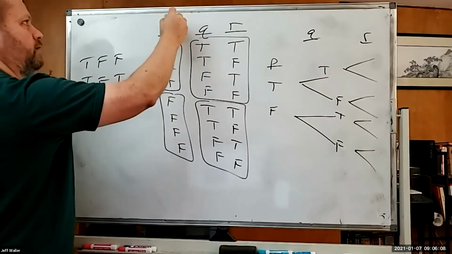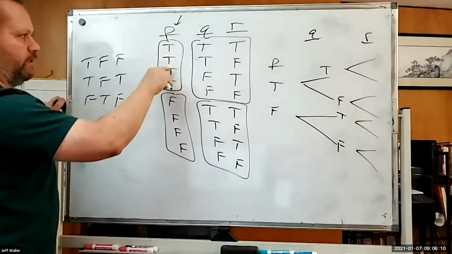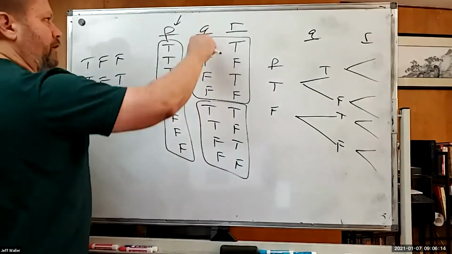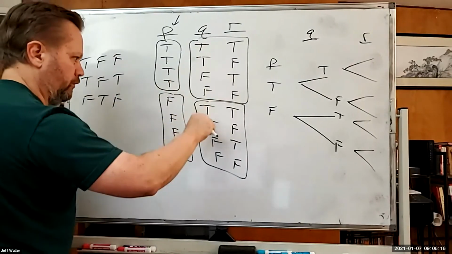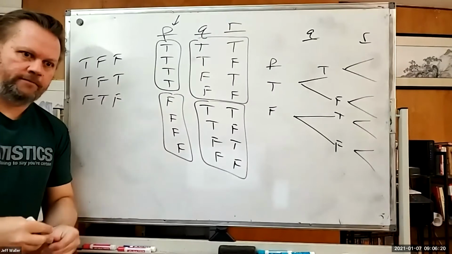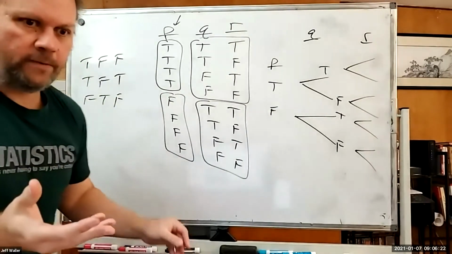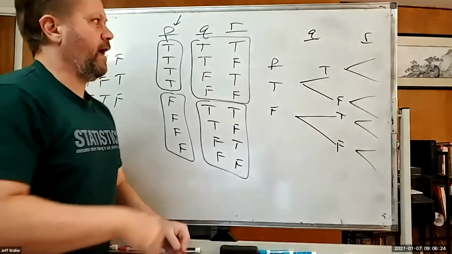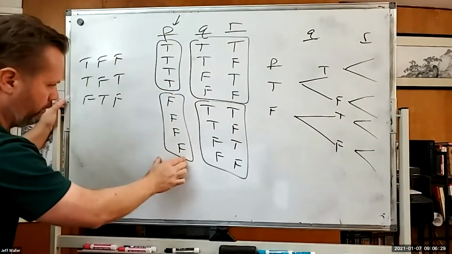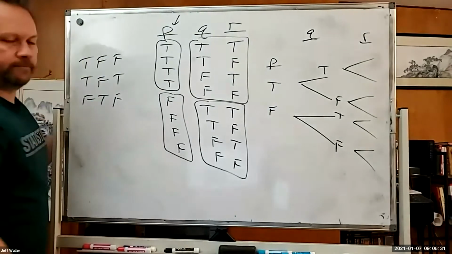My favorite is this letter changes the least. True, false. This letter changes a little more. True, false, true, false. And then this letter goes insane. True, false, true, false, true, false, true. That's my favorite way to remember. So if I added one more letter, people would go, true, false, you know.